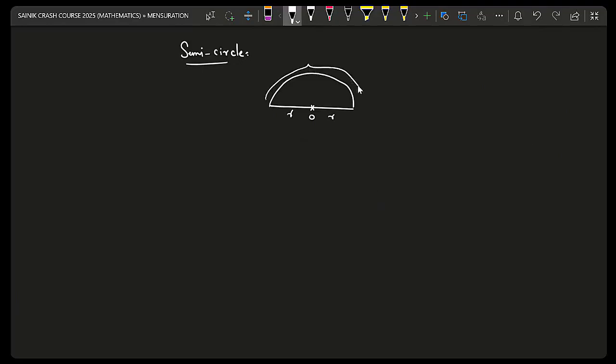So we need to find this curved part. Suppose if the full circle is there, it is 2 pi r. Half of the part we can say pi r, because 2 pi r half is pi r. Now we can find the perimeter. What is the perimeter? R plus R plus pi r. R plus R is 2r, and this is pi r. We can take r common, so I'll be getting 2 plus pi into r. So this is the perimeter formula of a semicircle: 2 plus pi multiplied by r.